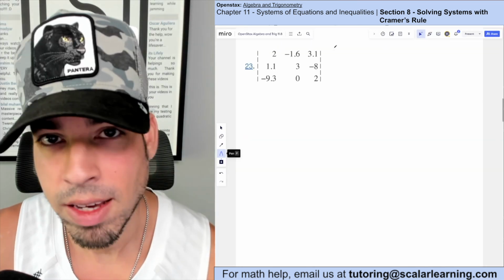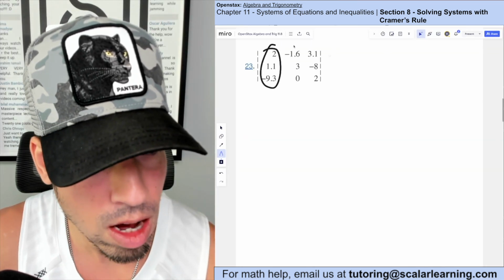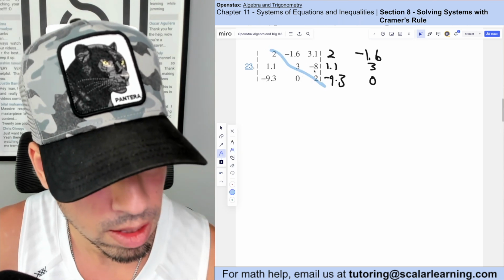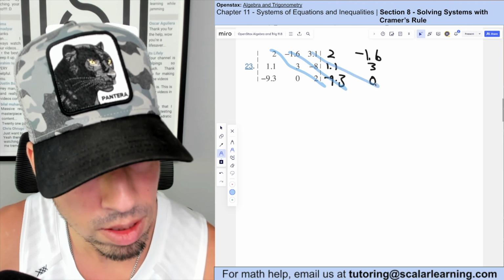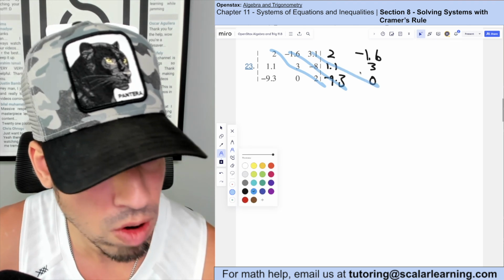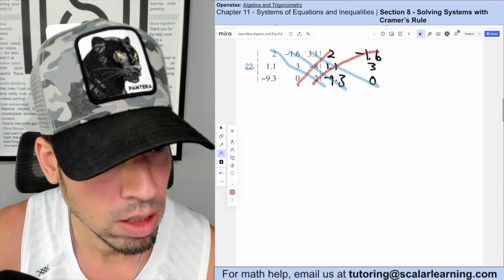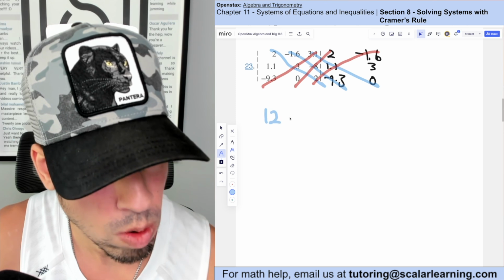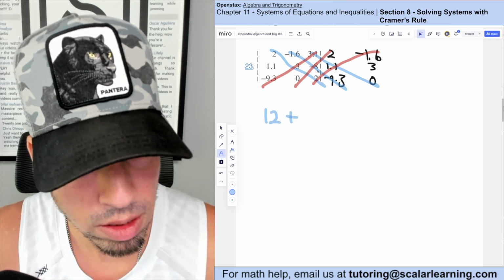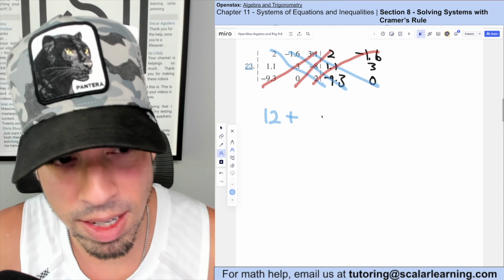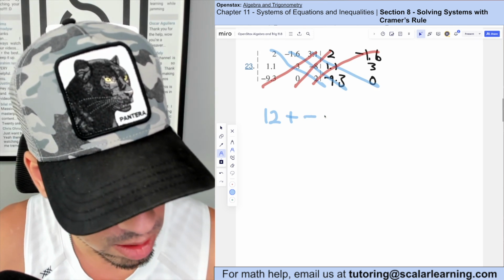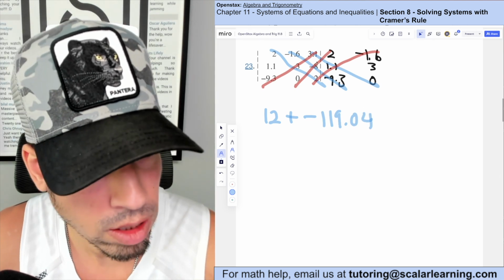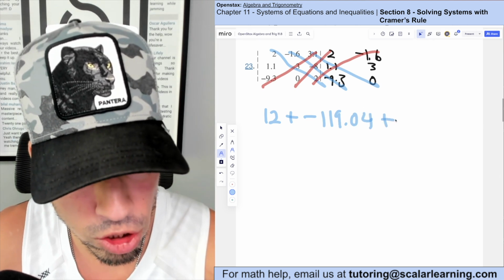Done. So to calculate the determinant here, we need to add column 1 and column 2 right here. So let's do that now. And then we're going to multiply this plus this product plus this product. And then we're going to subtract this product, and this product. So first we got 2 times 3 times 2, which is 12, plus -1.6 times -8 times -9.3. Using a calculator, we get -119.04. And then we're going to add this product, 3.1 times 1.1 times 0, which is just 0.